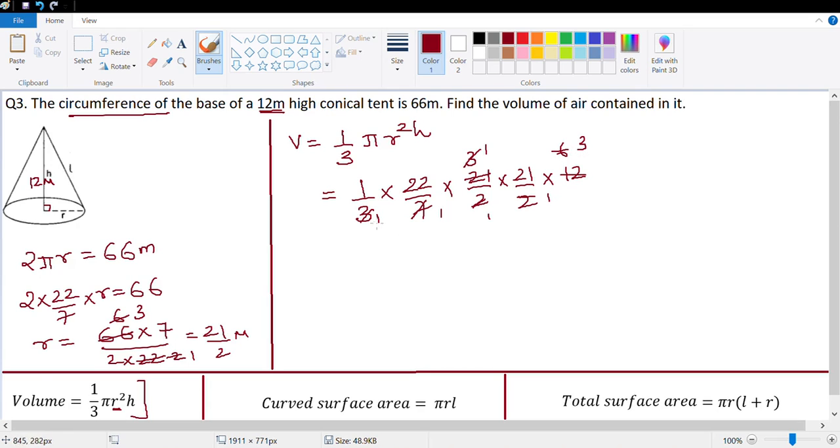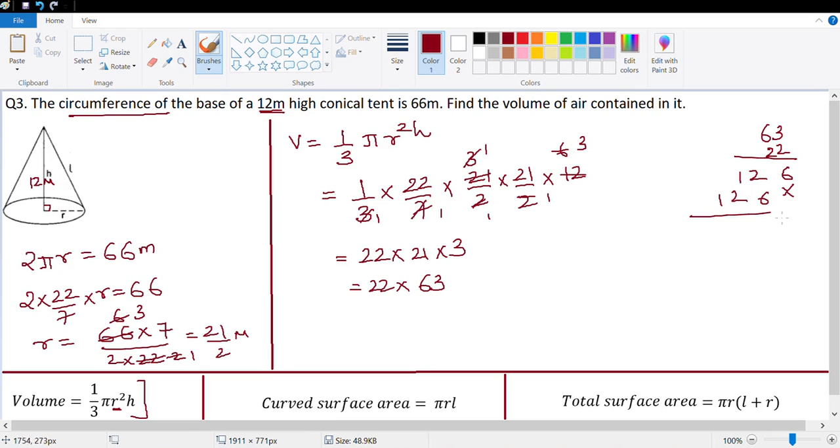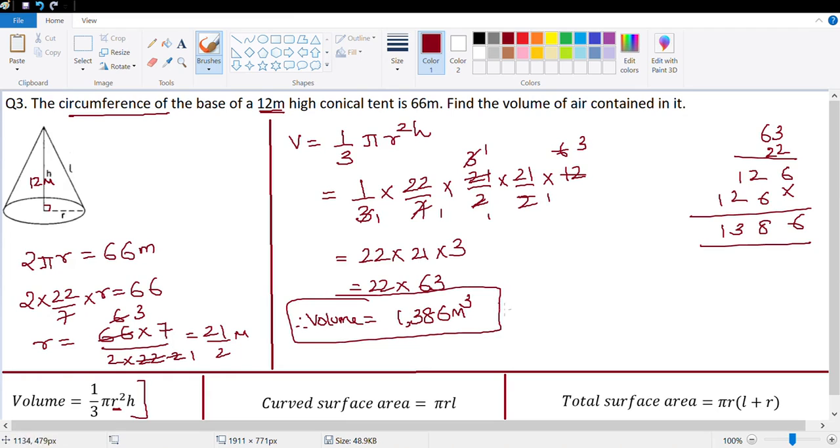Let's just confirm. 7 into 3, 3 and 3 gets cancelled. This is 2, 6, then 2, 3. So this is 22 into 21 into 3. That's 22 into 63. So this is 63 into 22. That's 6 and 12. This is 6831. So this is equal to 1386 meter cube. Therefore, volume is equal to 1386 meter cube. Good.